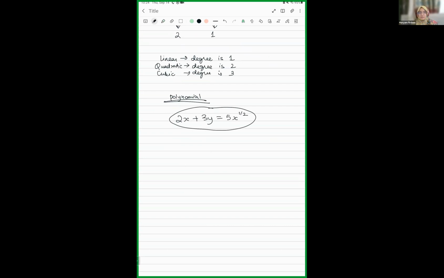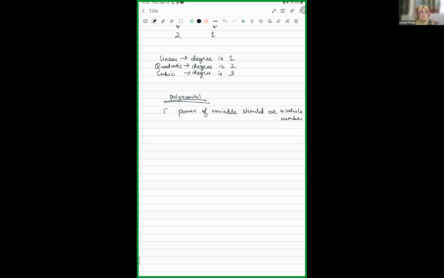Why, Abdul Jabbar? The power. Power of x. What happened to the power of x? Why is it not a linear polynomial? What's wrong with this? Yes, Abdul Jabbar? Whole number. It has to be a whole number. Yes. The power of x should be a whole number. Power of any variable, not just x. Power of the variable should be a whole number. That is the first condition.